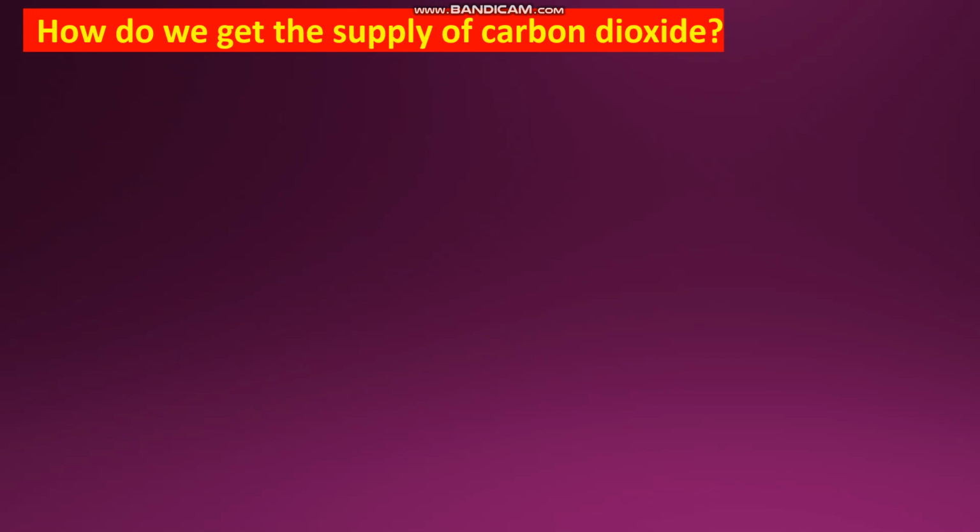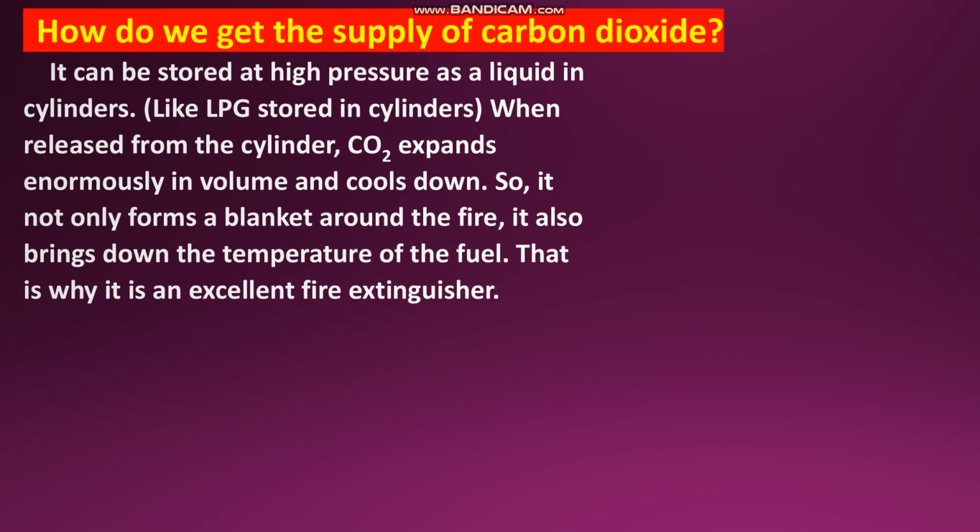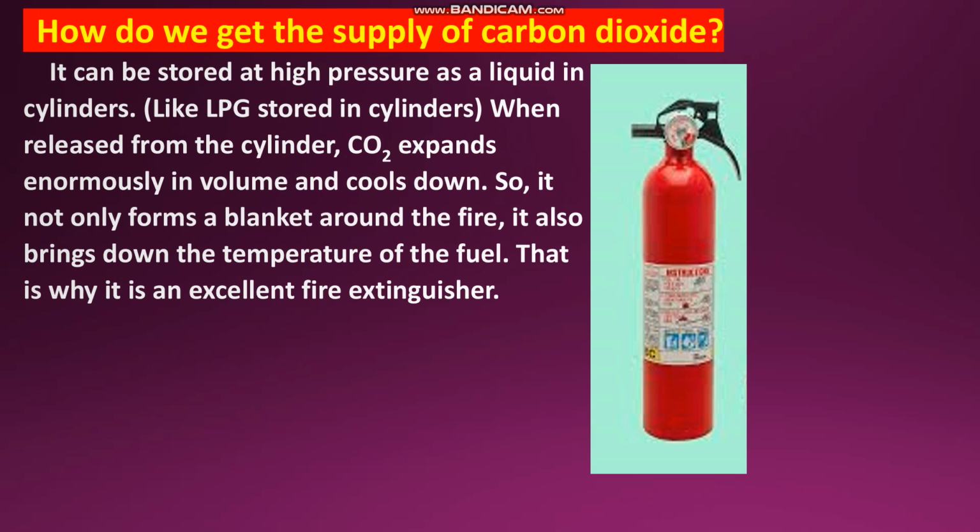Next, let us see how do we get the supply of carbon dioxide. It can be stored at high pressure as a liquid in cylinders. You know LPG, how it is stored in the cylinder. Is it stored in the cylinder in gaseous form? No, it is liquefied petroleum gas, liquefied under high pressure and stored in the cylinder. Just like that, carbon dioxide is also stored at high pressure as a liquid in the cylinder.